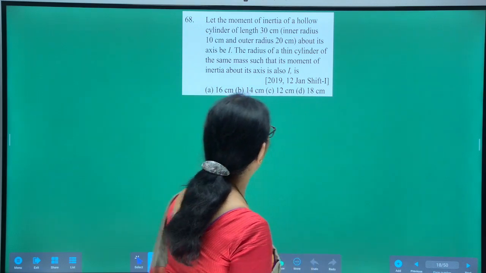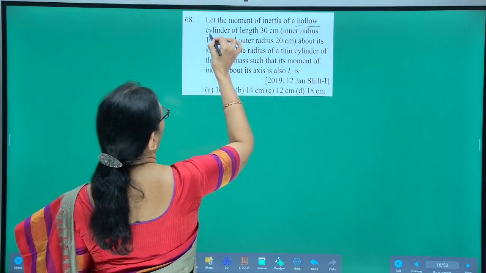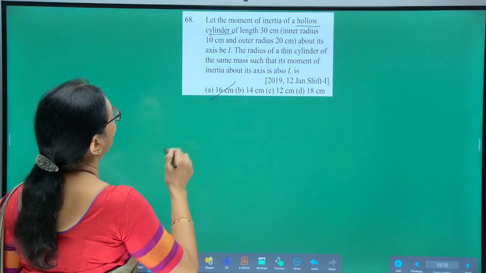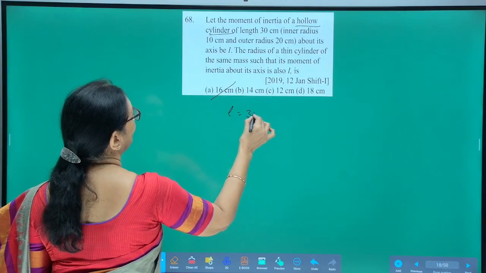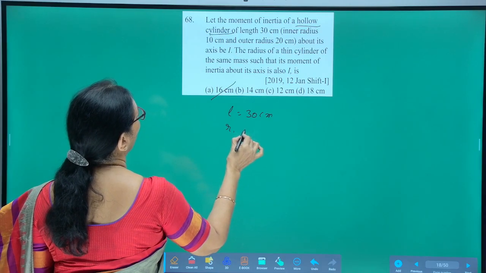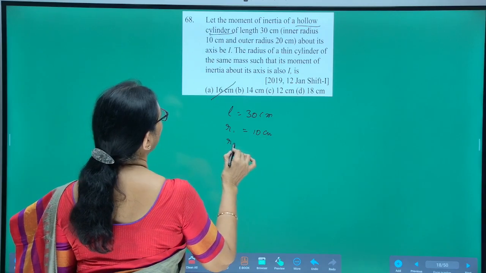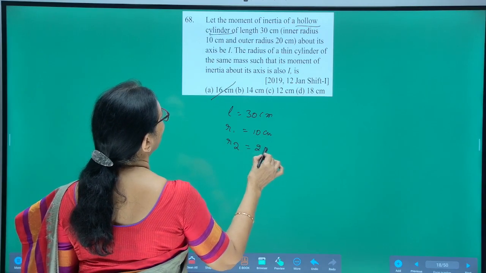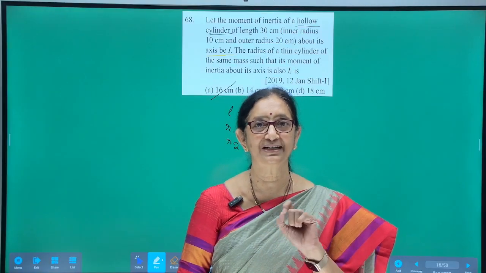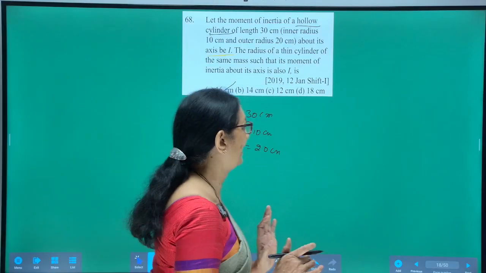Okay. Now, move on to the next problem. Moment of inertia of a hollow cylinder of length. Here the answer is given wrong. So, hollow cylinder of length 30 centimeters with inner radius R1 given as 10 centimeters and outer radius given as 20 centimeters. About its axis: if the axis is not mentioned specifically, if they say natural axis or its axis, we consider it as the natural axis.